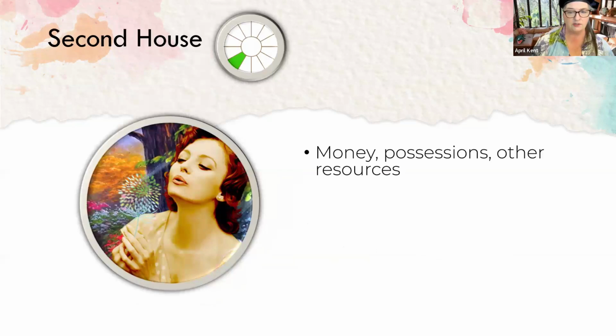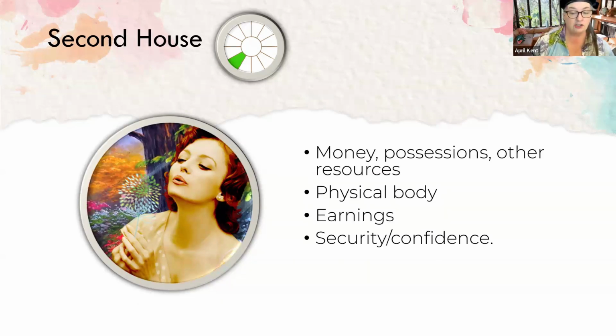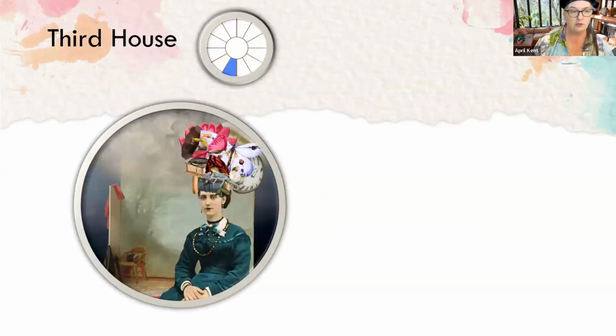The second house is a house of money, possessions, other resources that you possess. It is also about the physical body. It's a little bit more about the way we experience the world with our physical body. So it's very sensory, very sensual. It is about specifically earnings, so money that you get by earning it. Security and confidence are also associated with the second house.